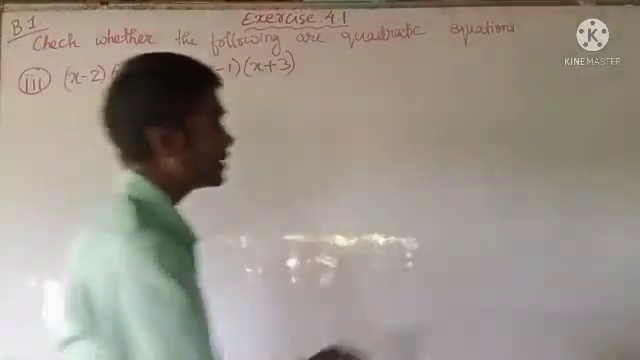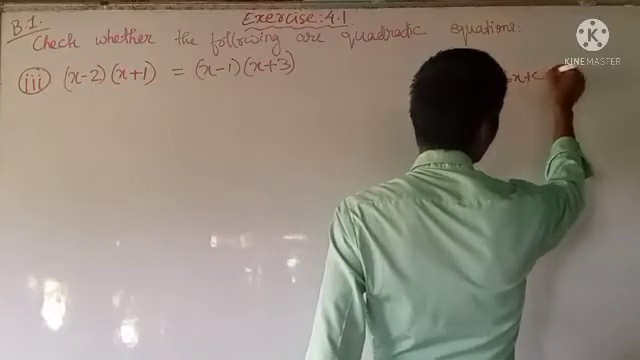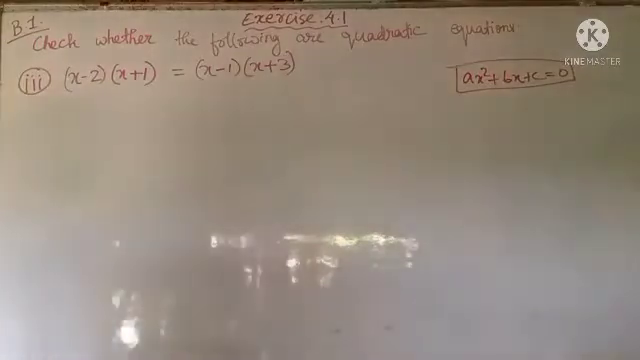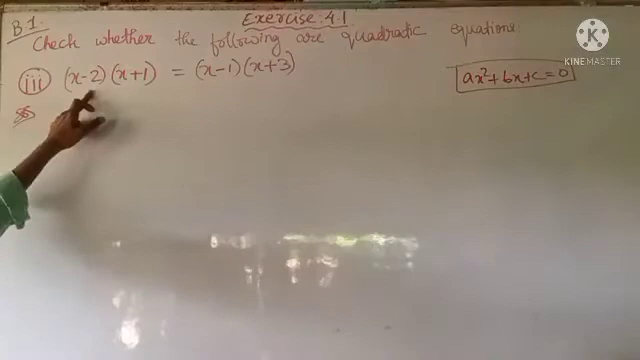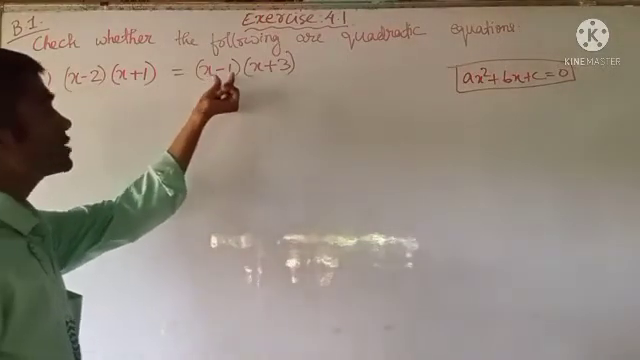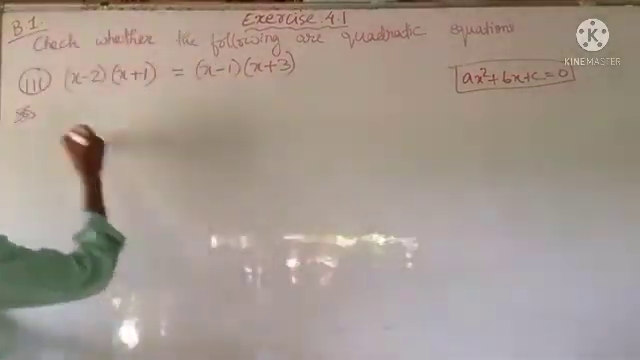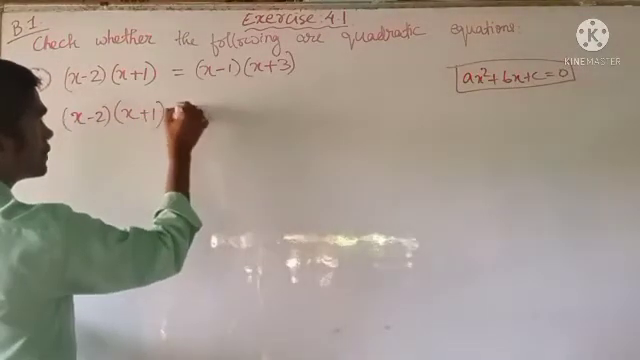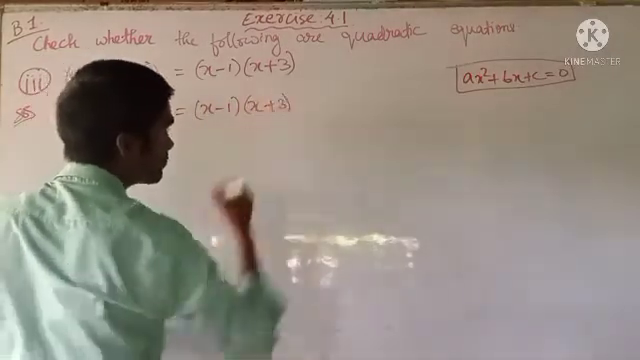So we know that the general form is ax square plus bx plus c is equal to 0. If it is of this form, then we can say that it is a quadratic equation. So here let us try to solve it. Option number 3: x minus 2 in brackets, again x plus 1 in brackets, equal to x minus 1 to the whole bracket, again x plus 3.